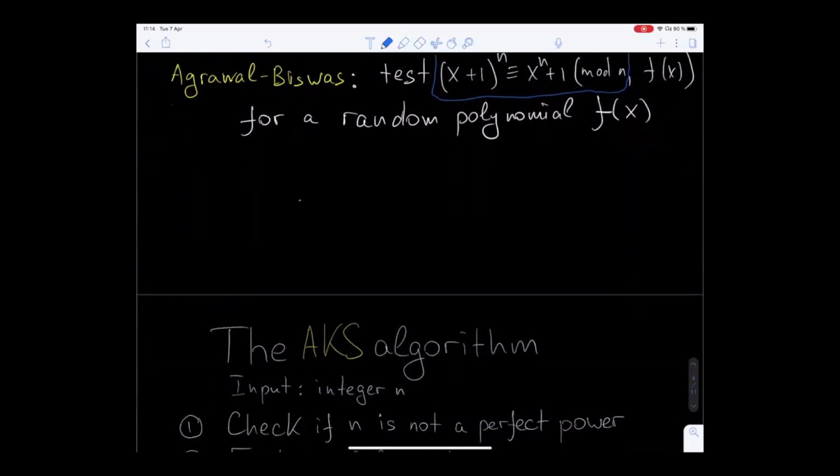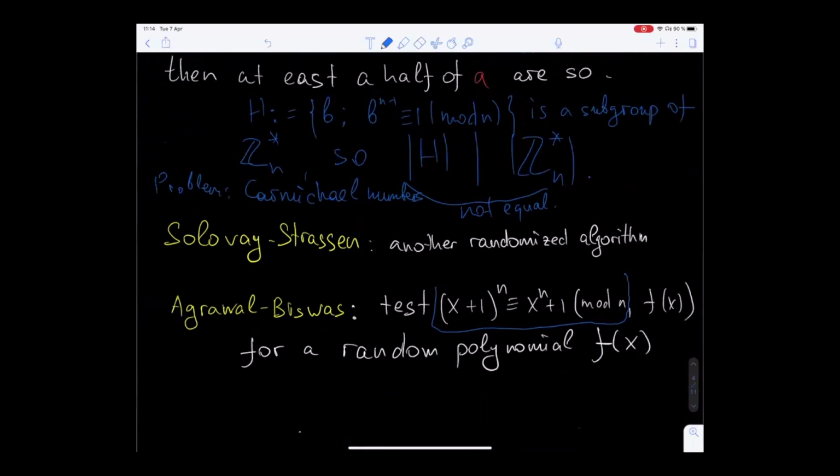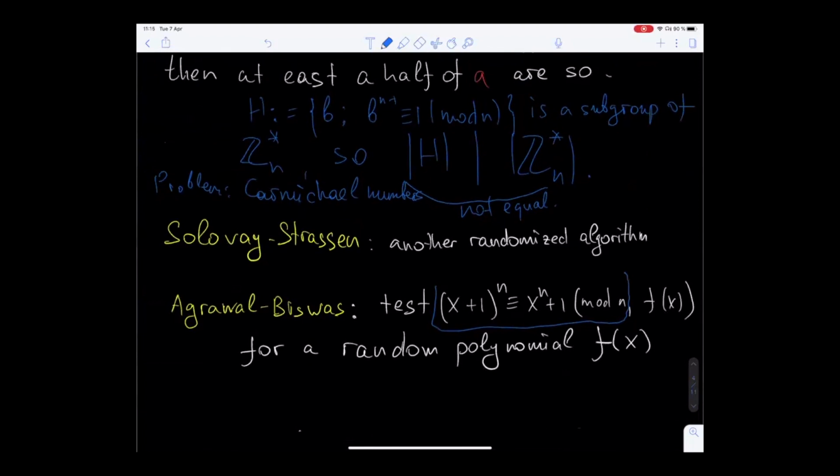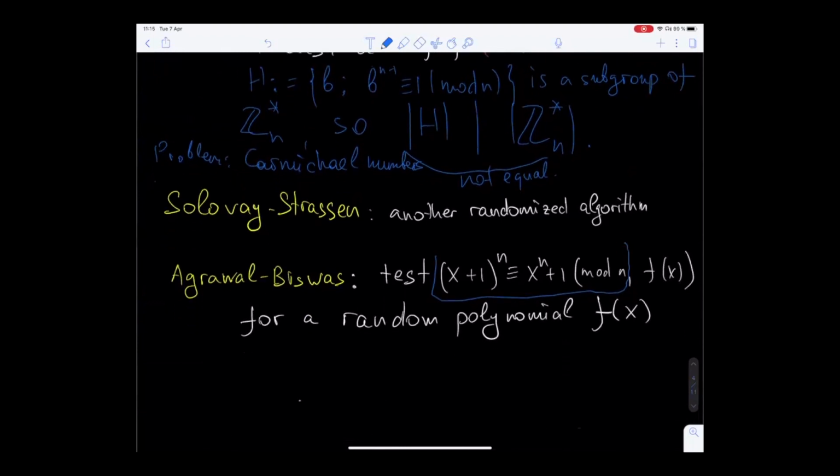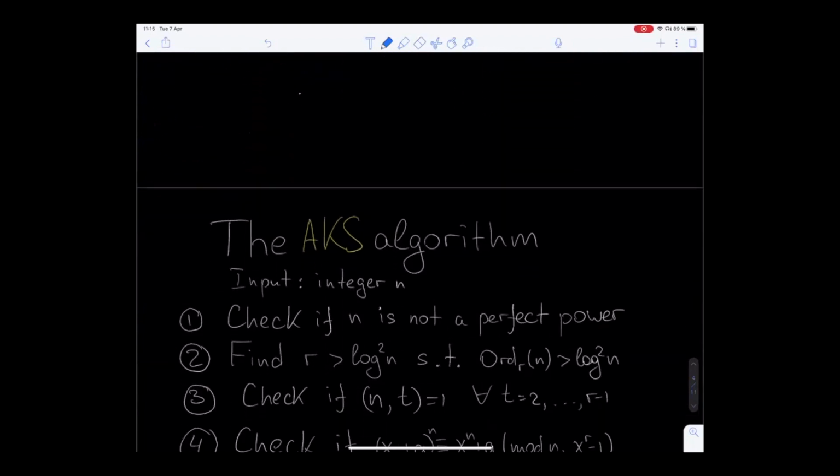Okay, so maybe any questions up to this point? Because now I'm going to finally go to the algorithm of Agrawal and Kayal and Saxena. Okay, so let's look at the algorithm.